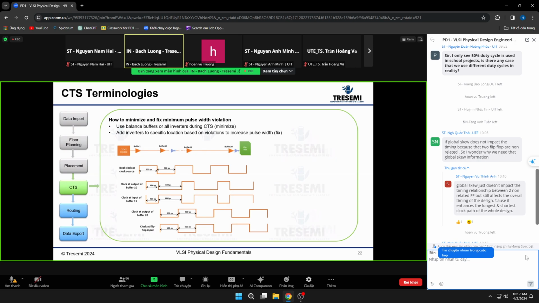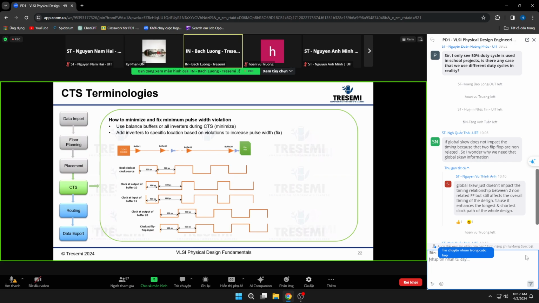Okay, so how do we minimize pulse width violations? How do we fix them? To minimize them upfront, of course, if we use balanced buffers or all inverter tree types, that will help minimize the pulse width violation, meaning it has a better chance of maintaining equal rise and fall time. So therefore, it will help minimize.